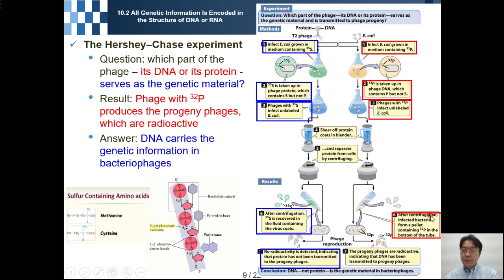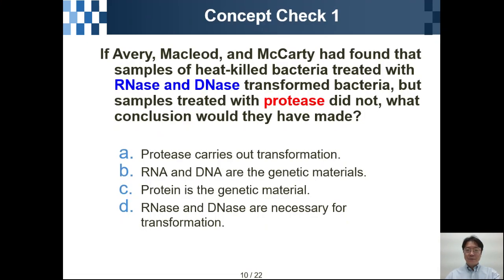After centrifugation, infected bacteria form a pellet. The pellet containing P32 is at the bottom of the tube. It means that progeny phages are radioactive, indicating that DNA has been transmitted to progeny phages. So the result was that phage with P32 produces progeny phages which are radioactive. So it means that the answer is that DNA carries genetic information in the bacteriophage. Okay, this was the question. This was the answer. So this is concept check one.